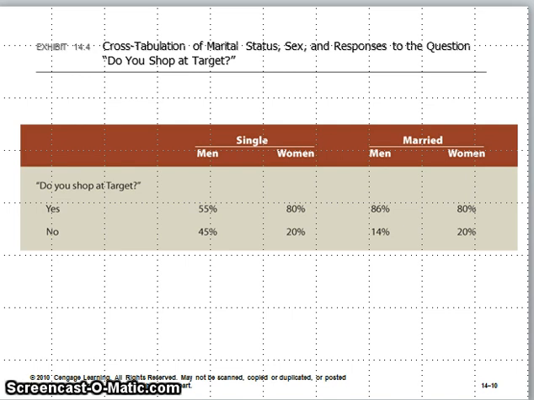Now, in terms of who does not shop at Target, you have 14% of married men and 45% of single men that don't shop at Target, and 20% and 20% for women, whether they are married or not, they do not shop at Target. Doesn't this give you incredible information as you go forward in a marketing campaign?